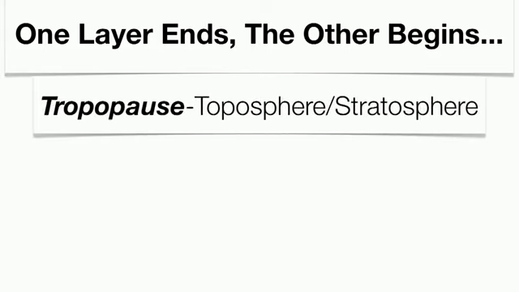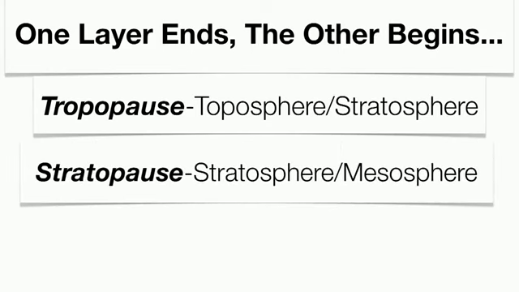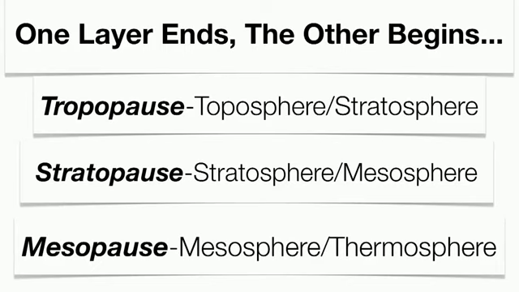Now, where one layer ends, the other one's going to begin, and it's all temperature dependent here. So where the troposphere ends and the stratosphere begins, that's what we call the tropopause. You get a very, very distinct boundary in temperature differences between the stratosphere and the troposphere there. So the boundary between those 2 layers is what we call the tropopause. Where the stratosphere ends and the mesosphere begins is what we call the stratopause. And where the mesosphere ends and the thermosphere begins, that's what we call the mesopause.